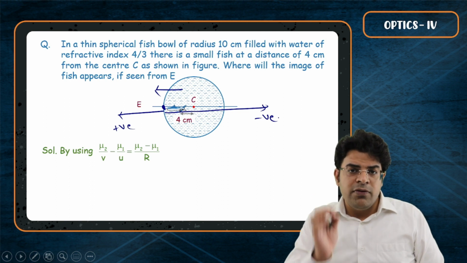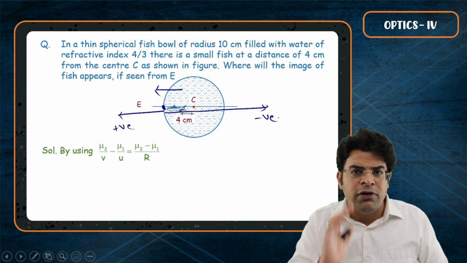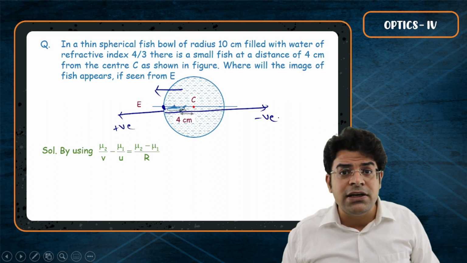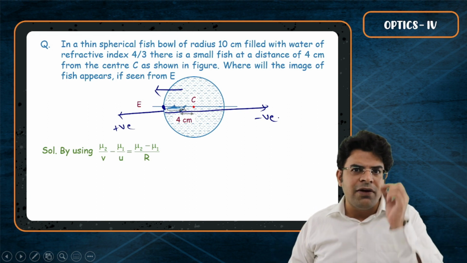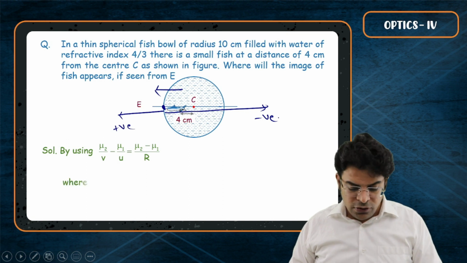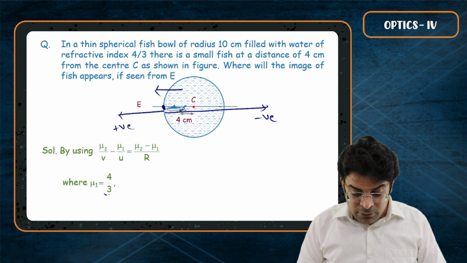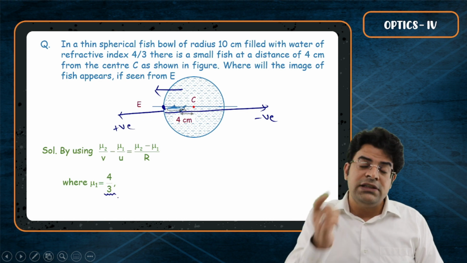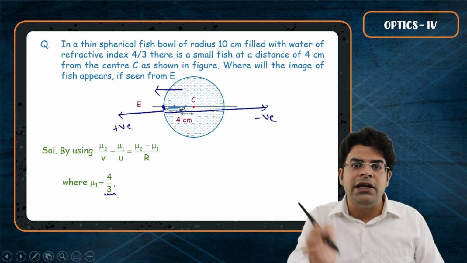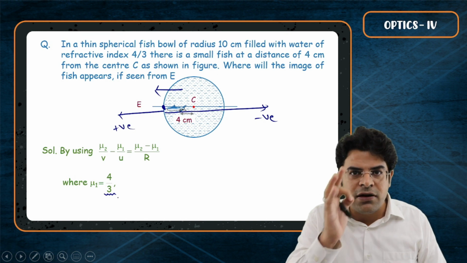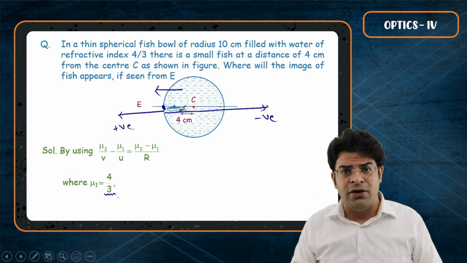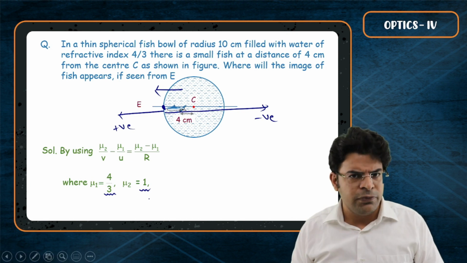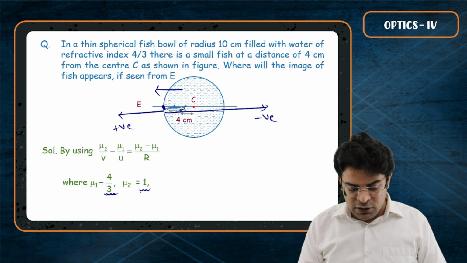Now kids, tell me, what will you substitute the value of mu1 as? Sir, mu1 is the refractive index of the medium containing the incident rays, and here the incident rays are inside water. So you will say that mu1 is nothing but 4/3, the refractive index of water. And mu2 is the refractive index of the medium containing the refracted rays, and the refracted rays are moving in air. So mu2 has to be equal to 1. Air has got a refractive index of 1. So you have established what is mu1, what is mu2.